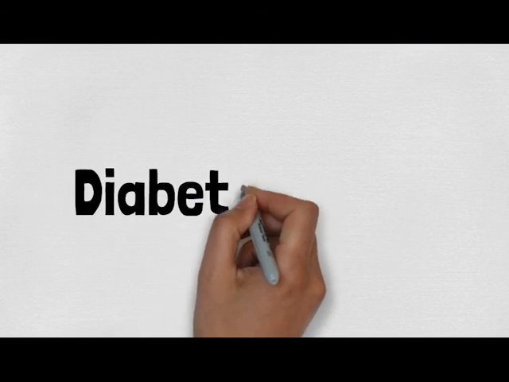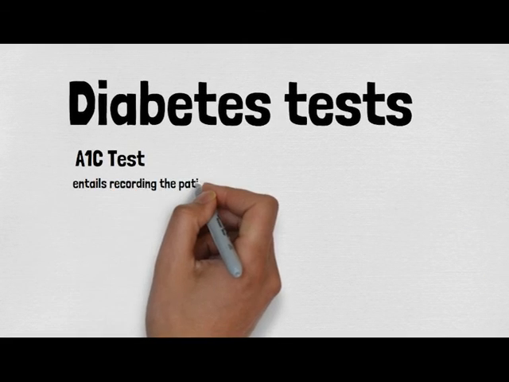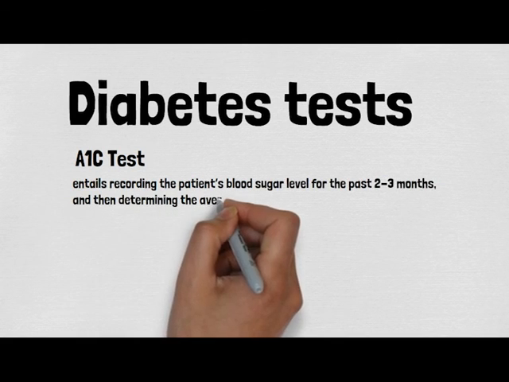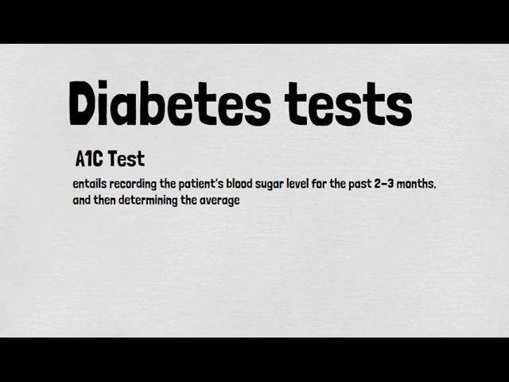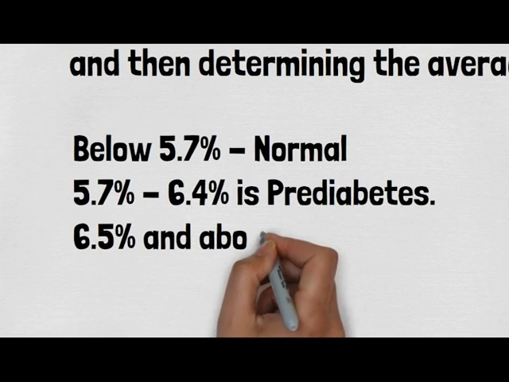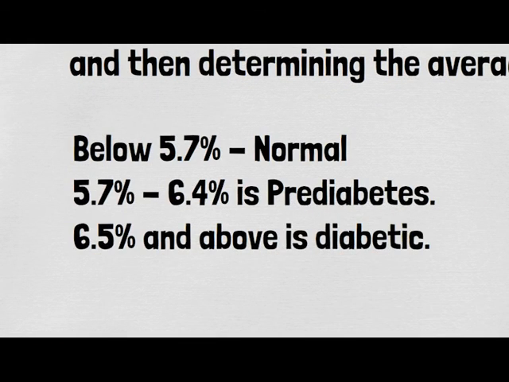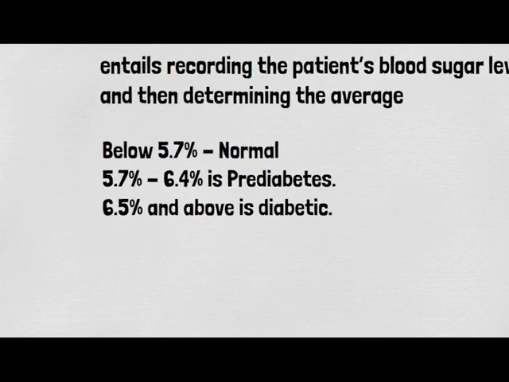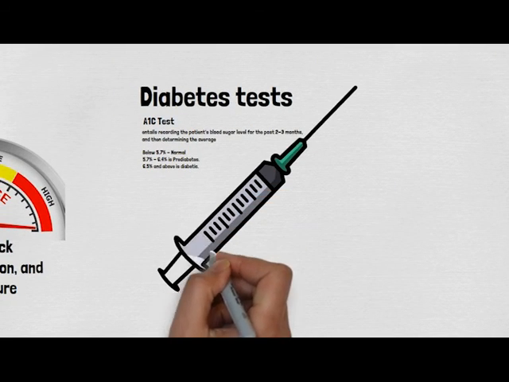Tests to diagnose diabetes include: A1C test. The test entails recording the patient's blood sugar level for the past 2 to 3 months and then determining the average. The average readings are translated as follows: below 5.7% is normal, 5.7% to 6.4% is prediabetes, 6.5% and above is diabetic.